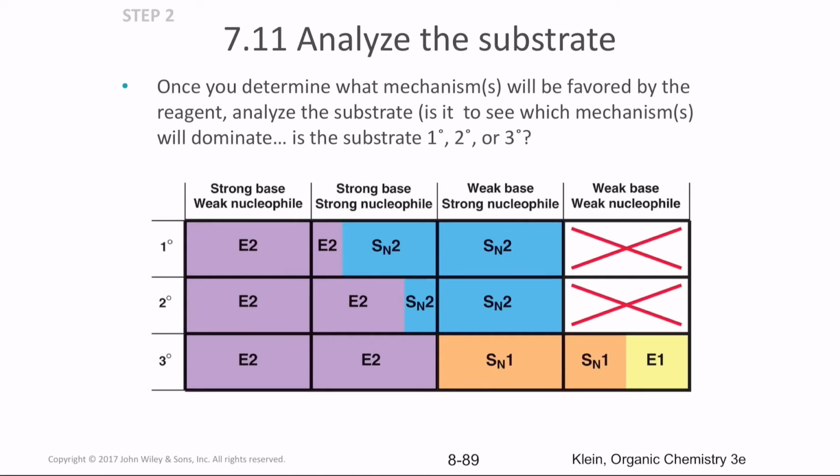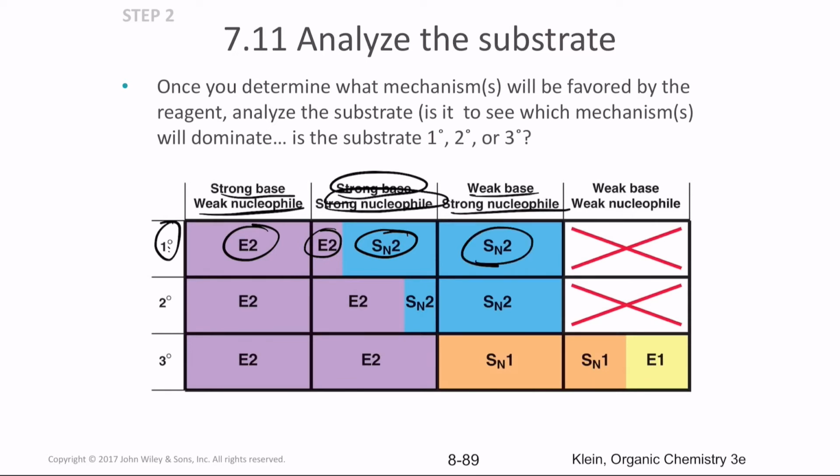So next, we can classify the reactions based on the structure. If you have a primary alkyl halide and a strong base and a weak nucleophile, you end up with an E2 reaction. When you have a strong base and a strong nucleophile for a primary alkyl halide, the major product will be SN2, the minor product will be E2. But when you have a strong nucleophile and a weak base, the primary alkyl halide will only yield an SN2 reaction. Primary alkyl halides do not react with a weak base and weak nucleophile.